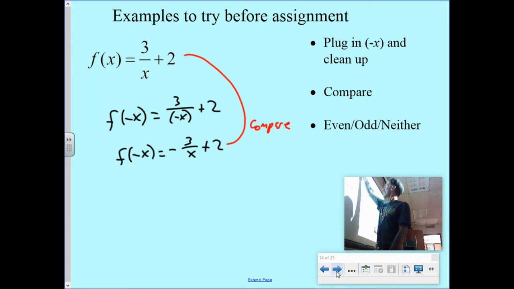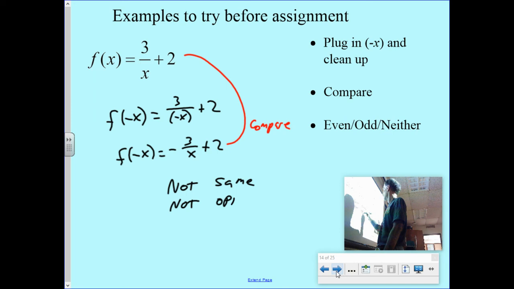So what happened? My original fraction was positive, 3 over x plus 2. Now my fraction is negative, but I still got a plus 2. Remember, if it's going to be odd, it clearly isn't even, because it's clearly not the same. And the only way it's odd is if everything changes signs, like literally everything. In this case, the 2 didn't change, so it's not the same. It's not the opposite. So it is neither.